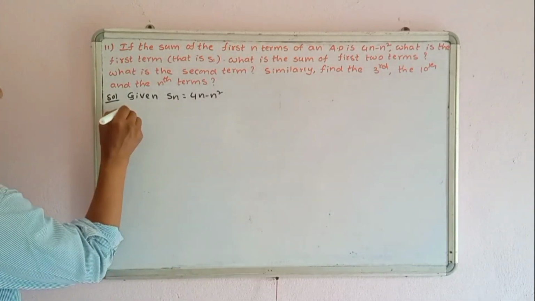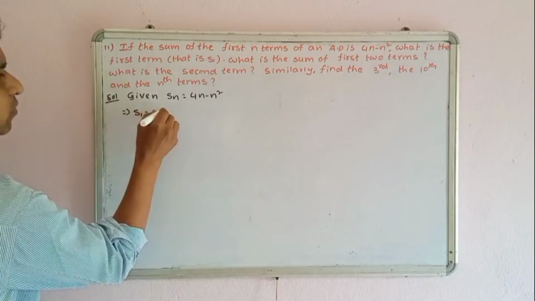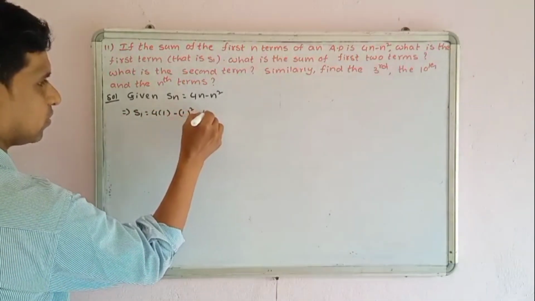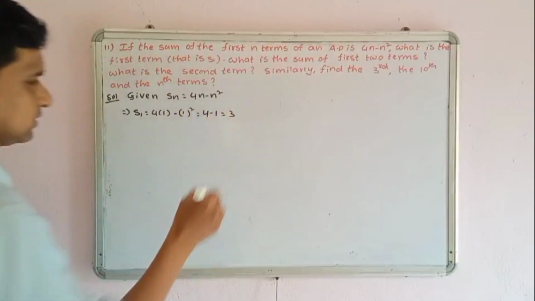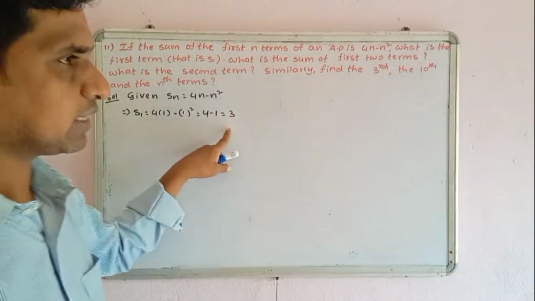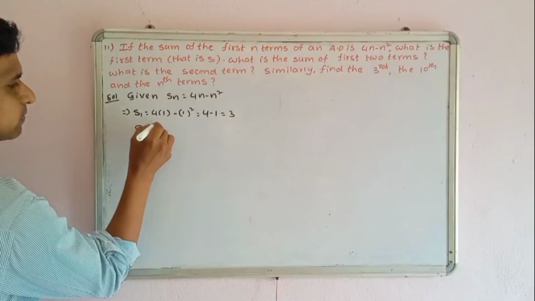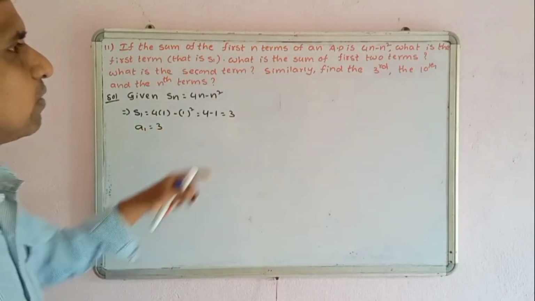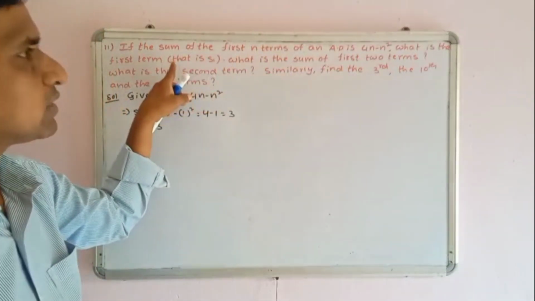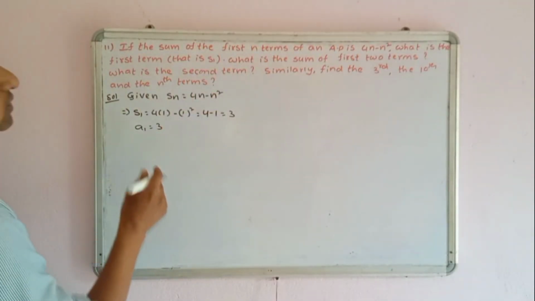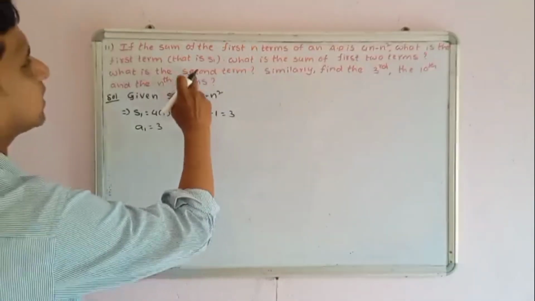See, Sn = 4n − n². The sum of the first term is nothing but S1. So 4 × 1 − 1². 4 into 1 is 4, minus 1, that is 3. The sum of the first term is nothing but the first term only, which equals a1. So the first term is 3. Okay, next. What is the second term?